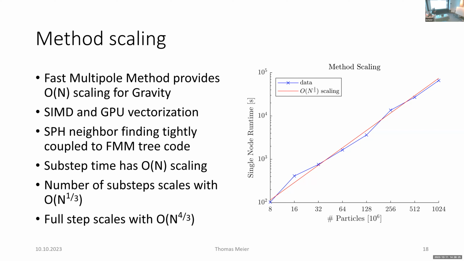And that is exactly what we see here. In red we have the n to the 4/3 scaling, and in blue we have, measured on a supercomputer, the scaling of the method up to 1 billion particles. We scale exactly as it should. There is no way to scale better than this.